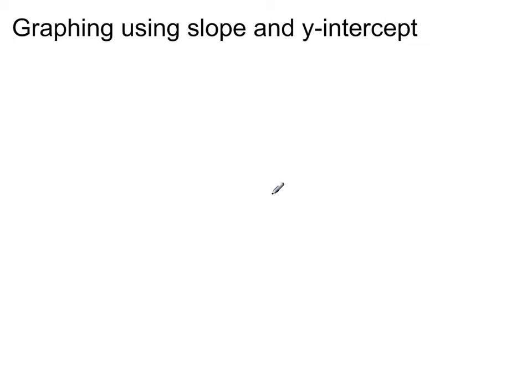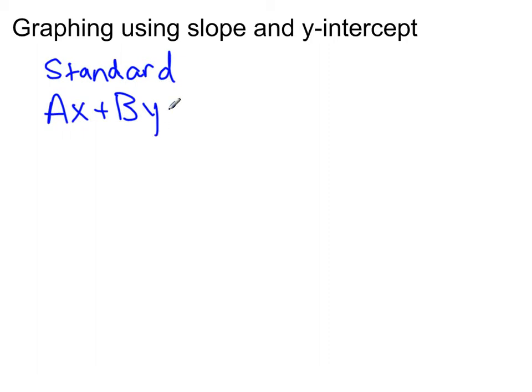Hello, we're going to learn how to graph using the slope and the y-intercept. There's two main types of forms, and there's a couple more out there, but here's the two general forms that we see a linear equation. There's one called standard, in which we have ax plus by equals c. And usually the best way to graph standard, we said, use the x and y intercept.